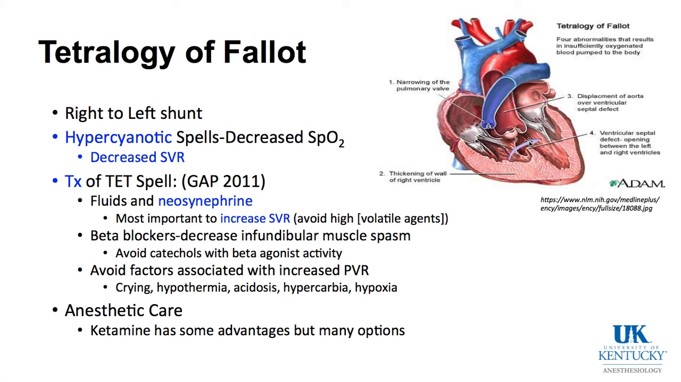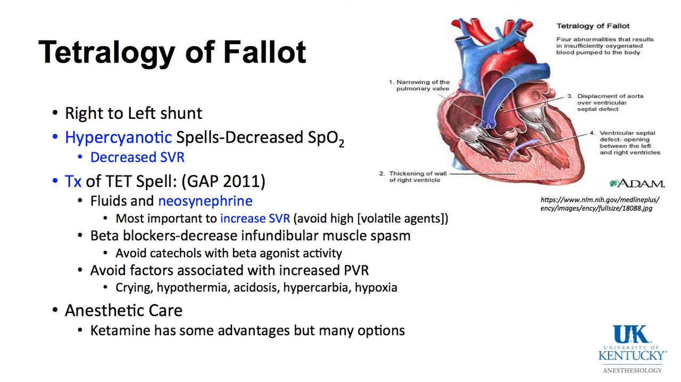Now, this patient can have right to left shunting across this lesion, or left to right shunting. And a hypercyanotic spell, or TET spell, is when a patient with tetralogy of Fallot suddenly has a decrease in SpO2, and this can result from a decrease in SVR, whatever causes it. For example, if you turned on nitroprusside to a patient like this, or if you turned on high concentrations of inhaled volatile anesthetics, it could do it.